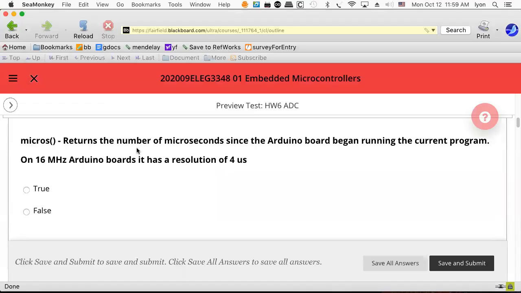So now we have the number of microseconds since the Arduino began running. The current program on a 16 megahertz Arduino board has a resolution of 4 microseconds. So this is 8 microsecond conversion time plus or minus 4 microseconds. Right? So it could be 4 microseconds, it could be 12. That's a substantial error when you're down to microsecond resolution.